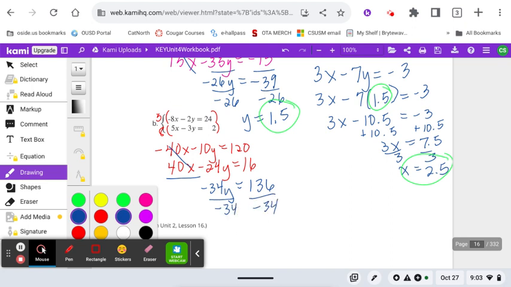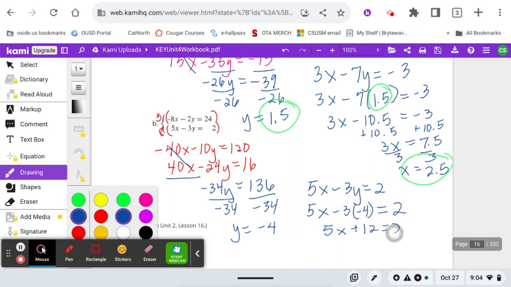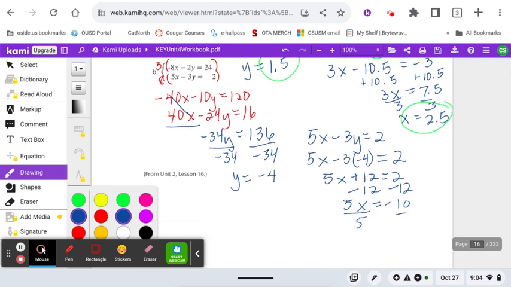So 120 plus 16 was 136. 136 divided by 34, we get -4. That's half my answer. Let's go plug back in to either equation. I choose the bottom one. It looks a little bit smaller numbers. Plugging in that y was -4. Negative times negative is positive. 5x equals -10. Divide by 5, divide by 5. I've got my x, I've got my y, put them together.